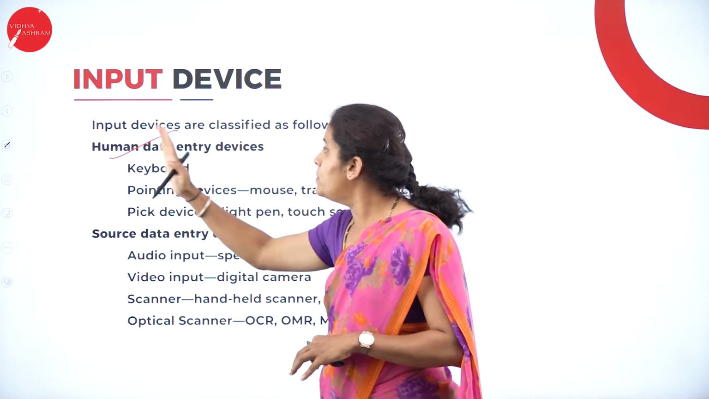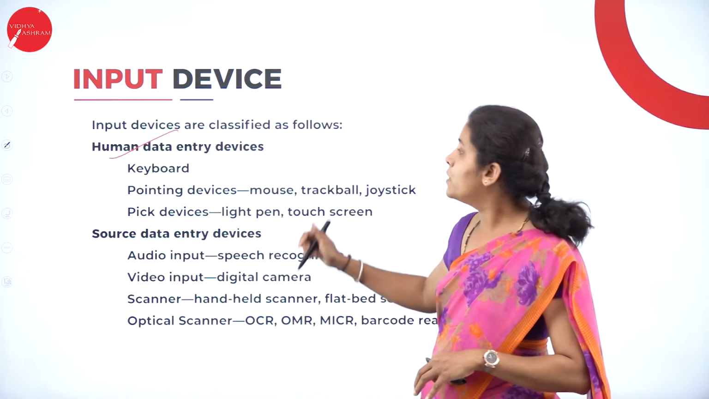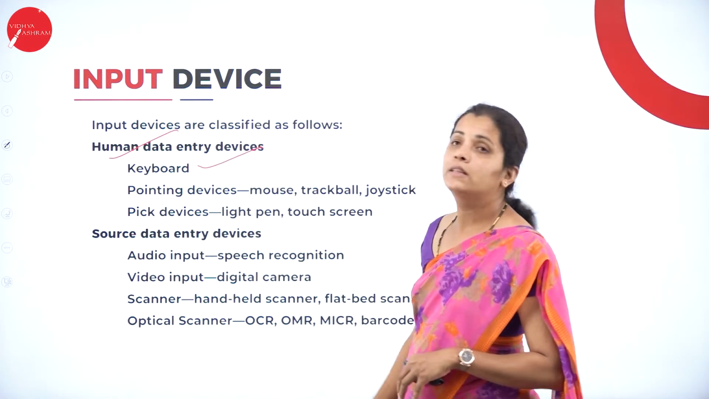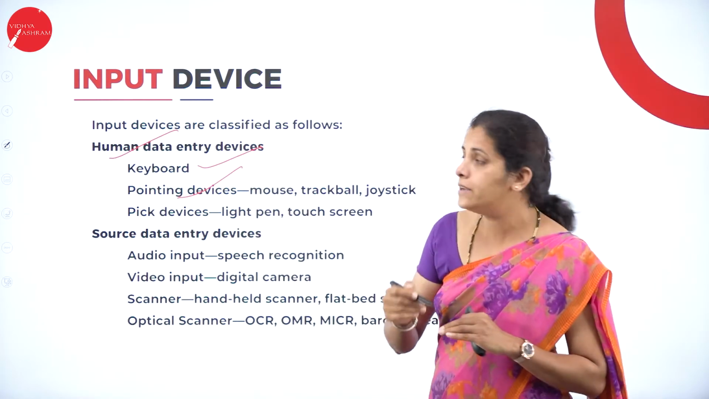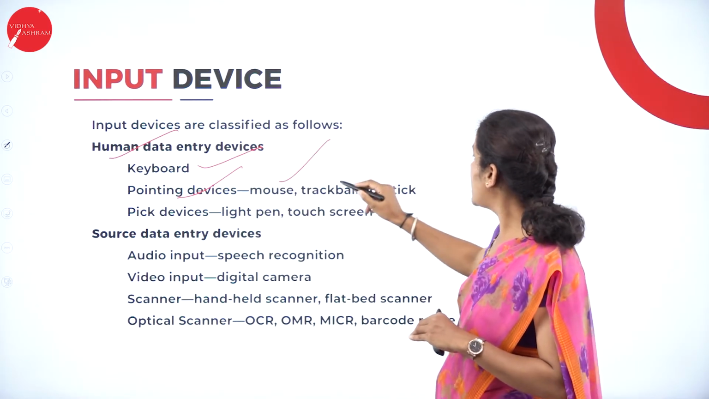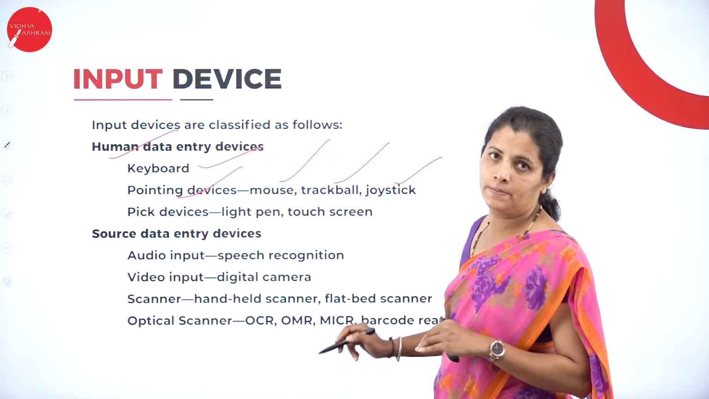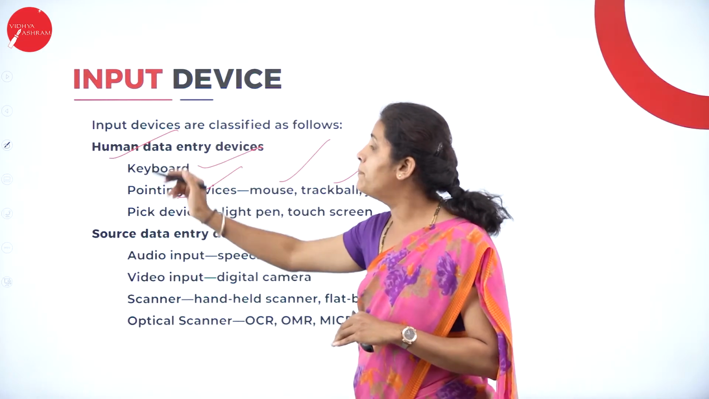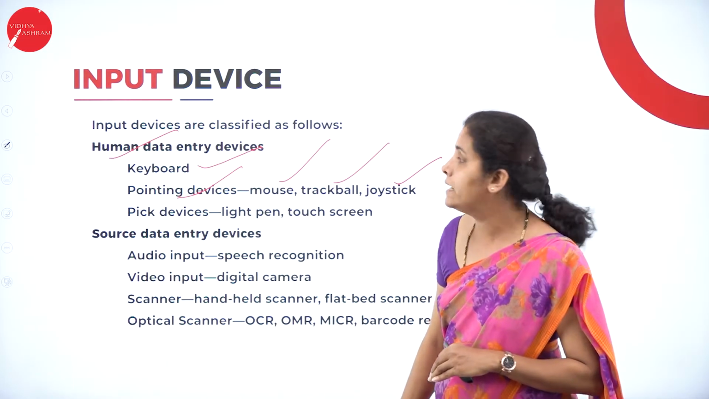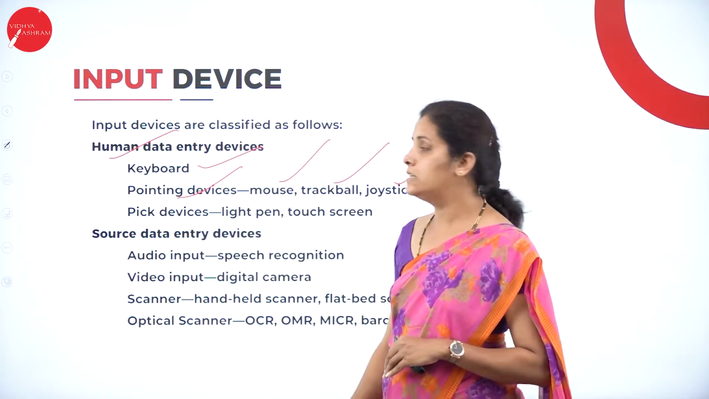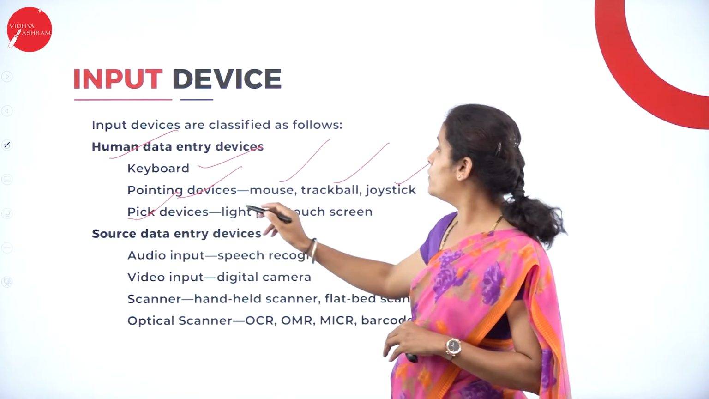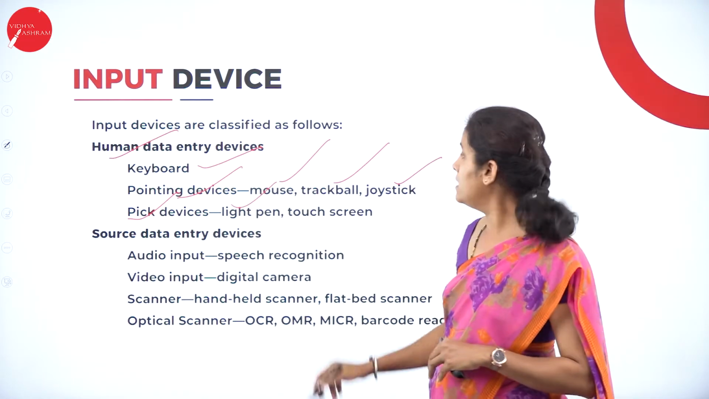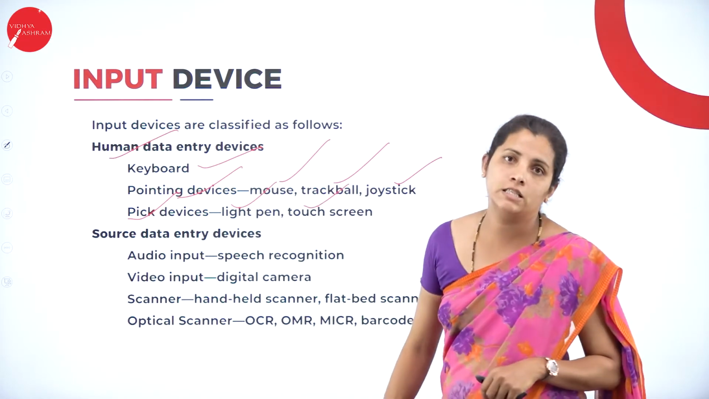Inside human data entry device, we are going to get keyboard. Then we are going to get pointing device. Under pointing device, it is mouse, trackball and joystick. The other type of human data entry device here is pick device. Under pick device, we are going to get light pen, then touch screen.